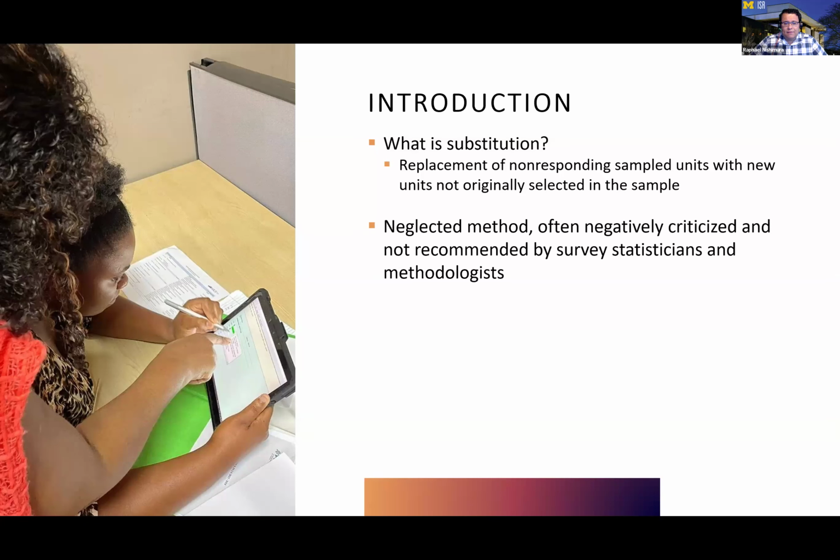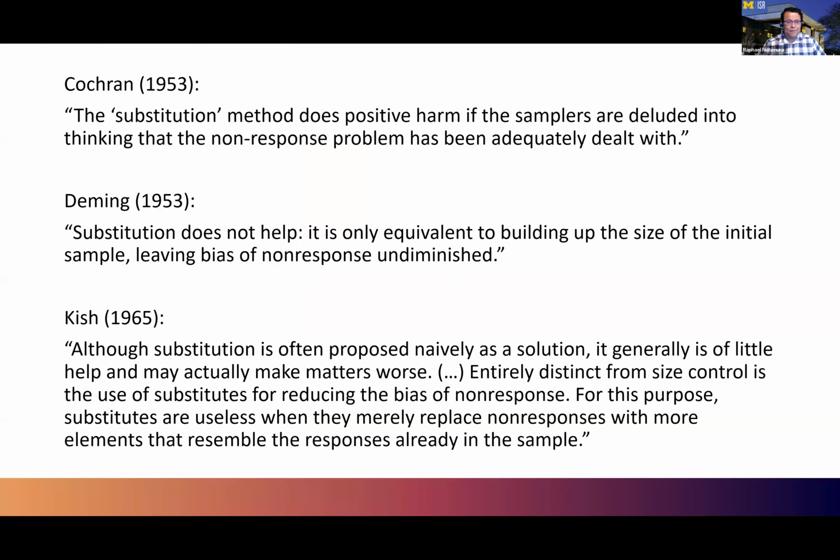This is a method that the survey literature, specifically the statistical survey literature, has been neglecting a bit over the course of the past, I don't know, 50 or so years. And when you see it being mentioned, whether in sampling textbooks or in some papers, it is usually negatively criticized by some pretty important survey statisticians and survey methodologists. So I have here with me a few quotes from names I'm sure a lot of you recognize.